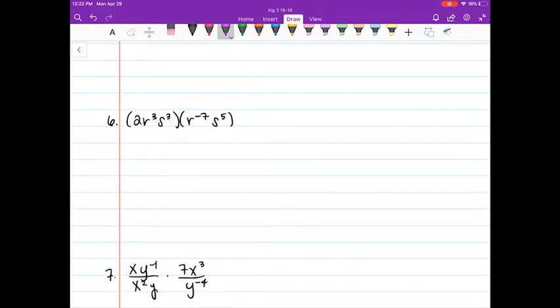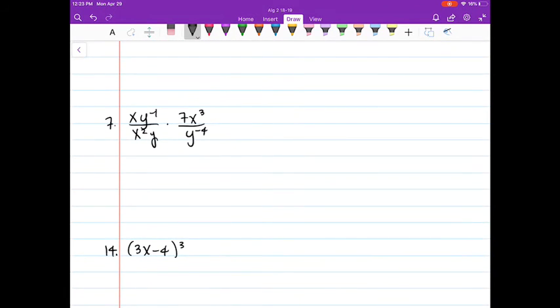Number 6, we are going to go ahead and multiply our numbers, and when we've got the same base, we get to add our exponents. Nothing combines with our 2, so that's just along for the ride. R to the 3rd and r to the negative 7th. Add those exponents. 3 plus negative 7, we get negative 4. And then we've got s to the 3rd, s to the 5th. That is going to be s to the 8th. Lastly, we've got a negative exponent, which just tells us that we are going to move it to the denominator. So we have 2 s to the 8th over r to the positive 4th.